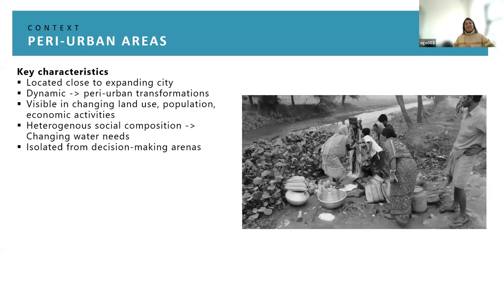Okay, so just to set the stage, I am talking today about projects in peri-urban South Asia. To give you a little bit of insight as to what peri-urban areas are, some of you might already be very familiar with them, but they are very close to expanding cities. These are very dynamic areas. They are always changing in population, economic activities, and land use. As a result, this transformation process is ongoing. They are also very heterogeneous in terms of their social composition, which means that water needs are constantly evolving as well during the transformation process.